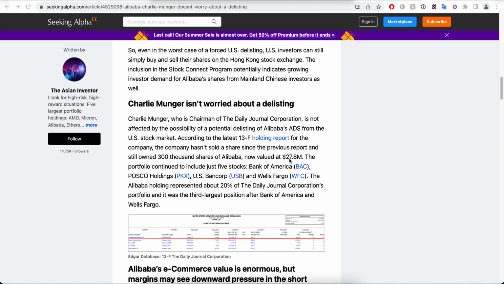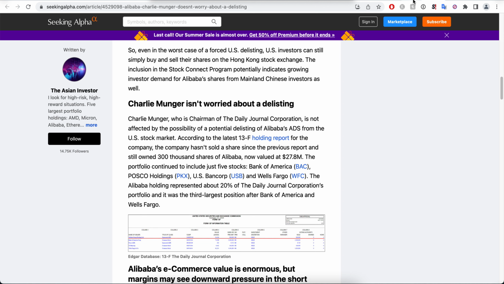Now remember, the company used to own double that amount. They sold some, more than likely for tax loss harvesting purposes, but still they own a significant chunk of Alibaba shares. Hopefully they're happy with what is going on right now, at least in the earnings report.